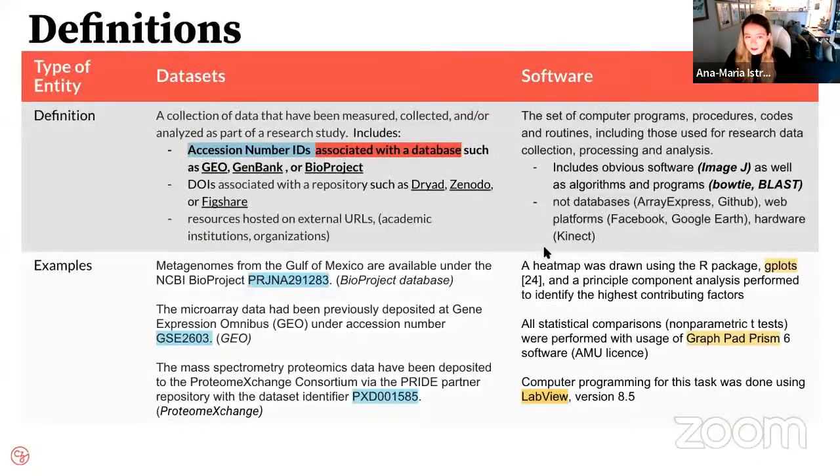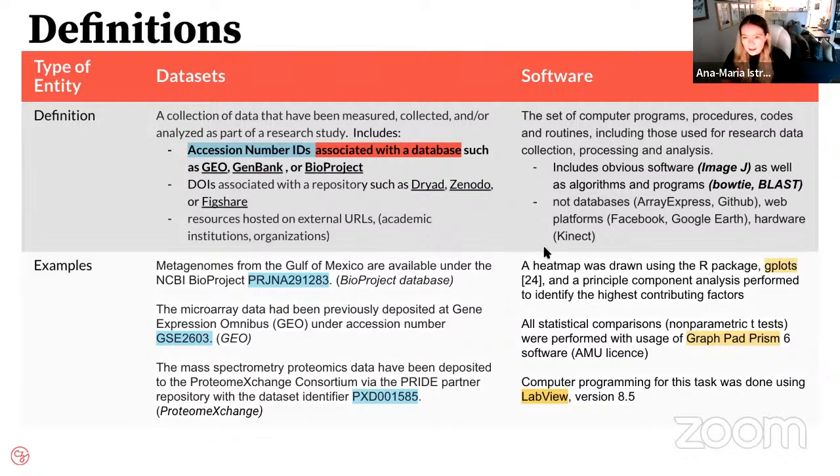So before we get started, I want to level set on definitions. For the purpose of the talk today, when talking about data sets, I'm only referring to data sets identified through an accession number ID associated with a database such as GEO, GenBank, BioProject. It's not just these 3, but we are referring to accession number IDs. We have done work on mining data sets identified through DOIs, but I'll not be covering that today.